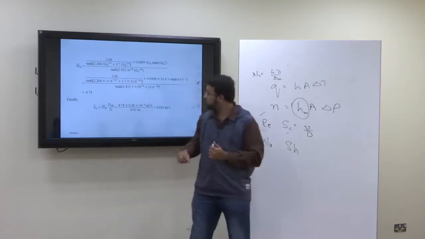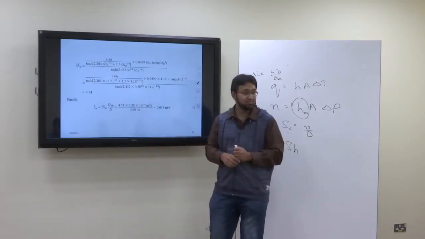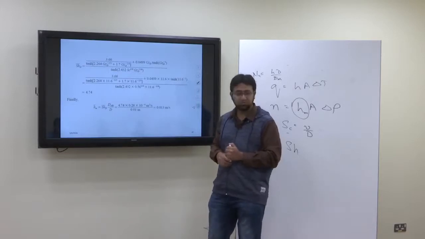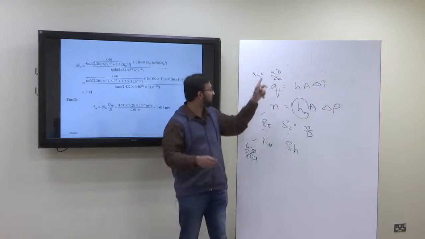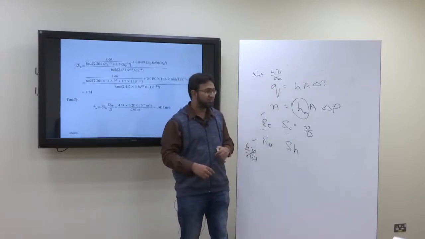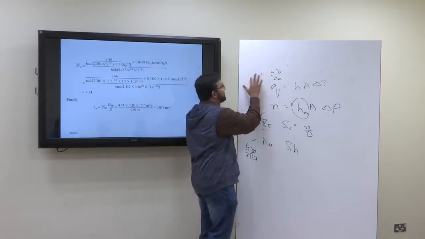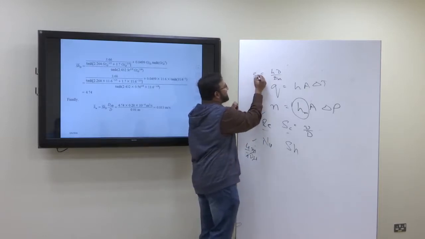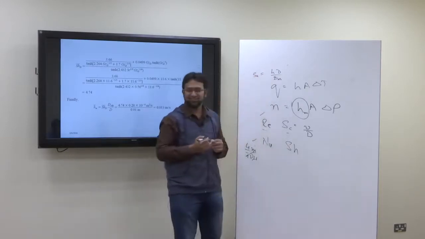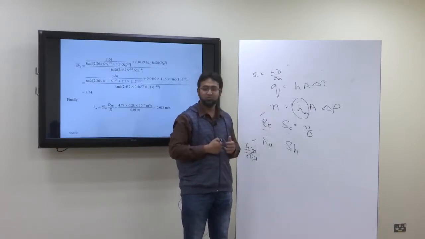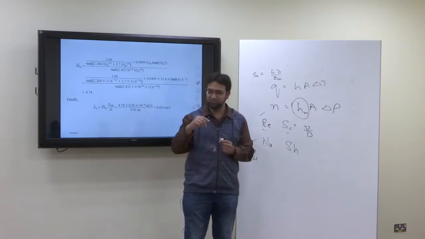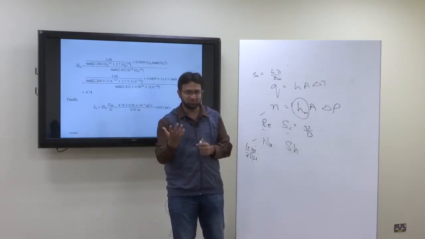Okay. It's D_AB upon D, isn't it? No, they made it for h. So h will be... oh, okay. So it will not be the Nusselt number, it will be the Sherwood number. What is this N? Otherwise we had heat transfer; now there is no heat transfer, it is mass transfer.